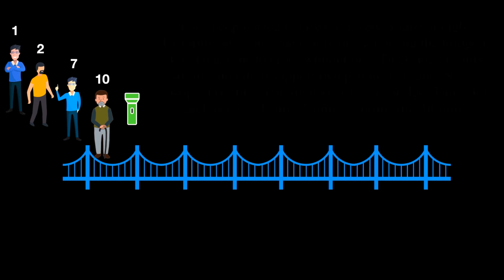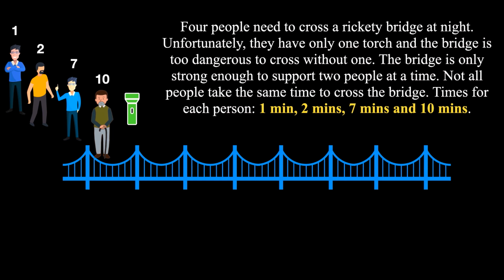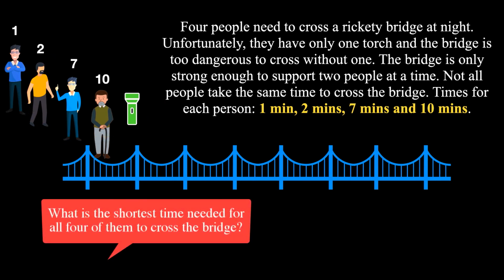4 people need to cross a bridge at night. Unfortunately, they have only 1 torch and the bridge is too dangerous to cross without one. The bridge is only strong enough to support 2 people at a time. Not all people take the same time to cross the bridge. Times for each person are 1 minute, 2 minutes, 7 minutes and 10 minutes. For example, if the 2 people with the speed 7 and 10 minutes were to cross together, it would take 10 minutes, leaving 17 minutes for one of them to return and get the rest moving. Can you find the shortest time needed for all 4 of them to cross the bridge?